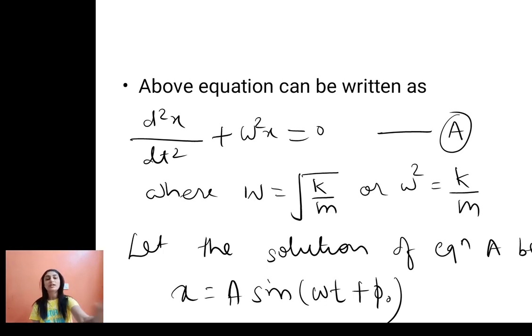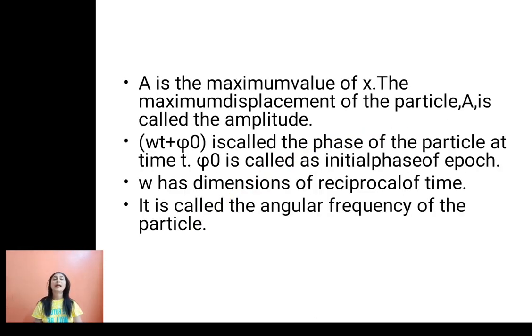Now here, what is a? A is the amplitude. What is amplitude? Amplitude is the maximum value of the displacement. Maximum displacement of the particle is called its amplitude. What is omega t plus phi 0? That is called the phase of the particle at time t. And if we take into consideration only phi 0, that is nothing but the initial phase, or it is also called the epoch of the particle. Now omega has dimensions of reciprocal of time, that means it is a frequency, and it is called the angular frequency of the particle.